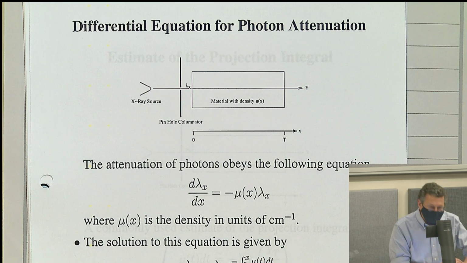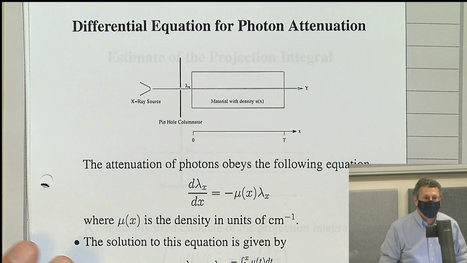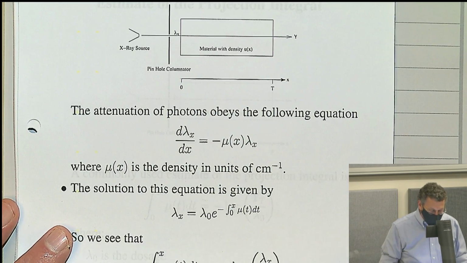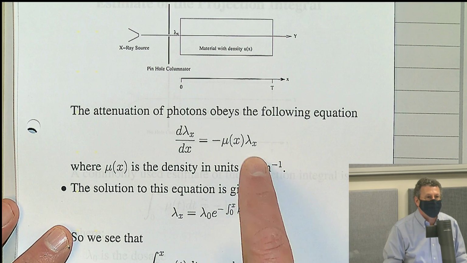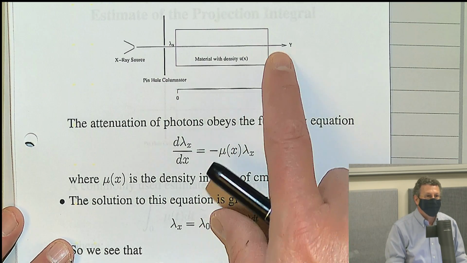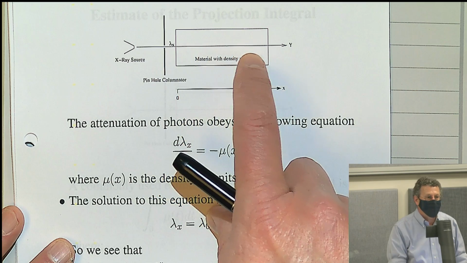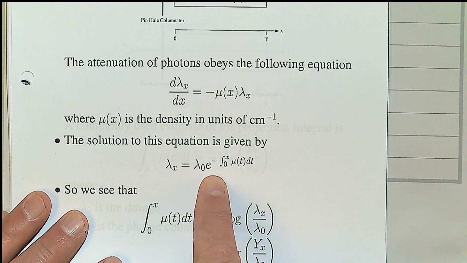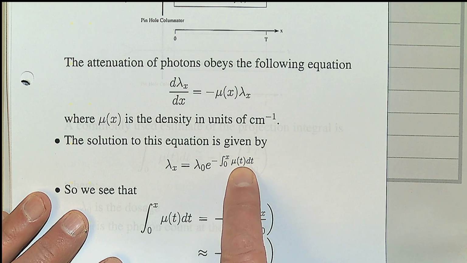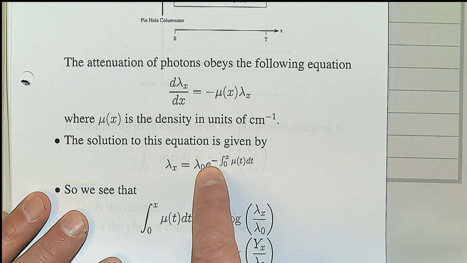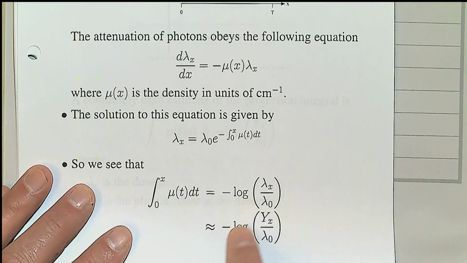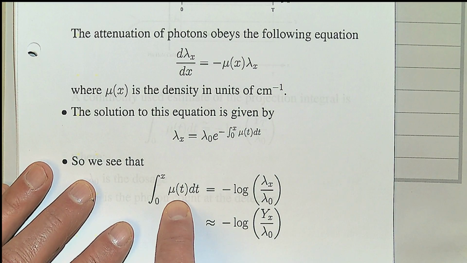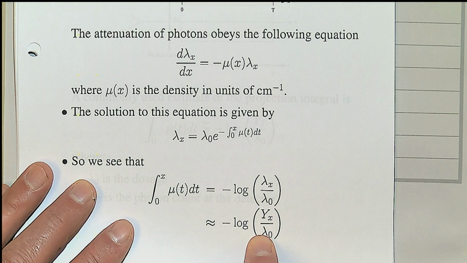So we have 45 seconds left. I'll go over this next time. But there's a differential equation that relates the absorption of the X-rays as they pass through the material. You can solve that differential equation, and you get this expression right here. So the thing you really want to know, mu, is related to an exponential. To invert that exponential, you take the log. So the thing you really wanted to know is the negative log of the attenuation through the material.